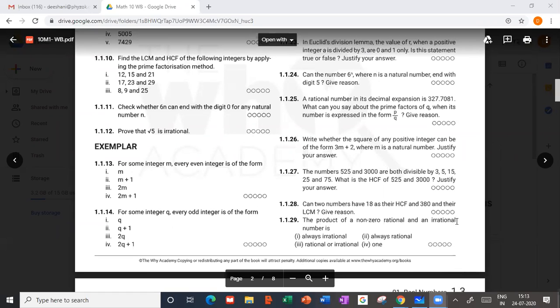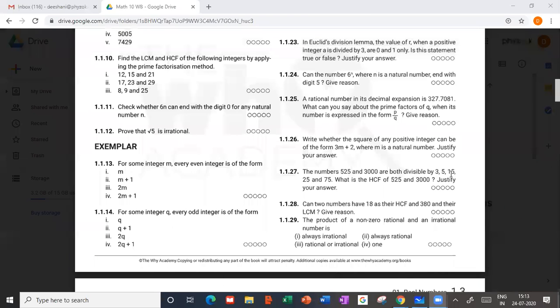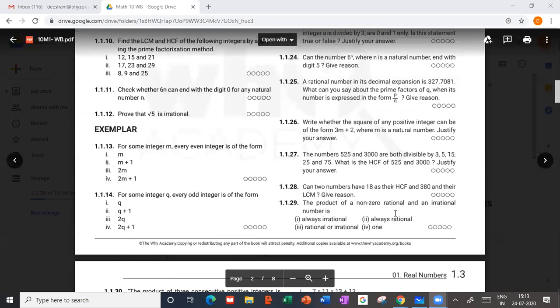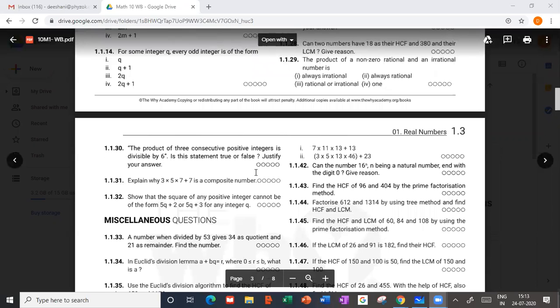Okay, so you got the logic, right? They have given you a list of numbers that the two numbers are divisible by. So of course the highest number will be the HCF. Directly you can say it's 75. And how will you verify it? Just by doing HCF by prime factorization. You can do that to verify or justify. Okay, that was an easy one. Let's see what else.